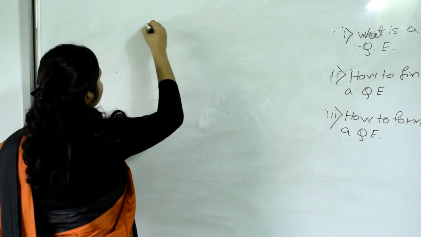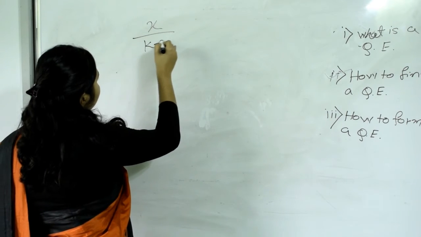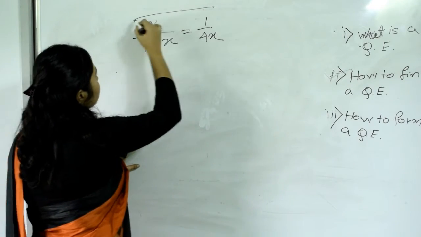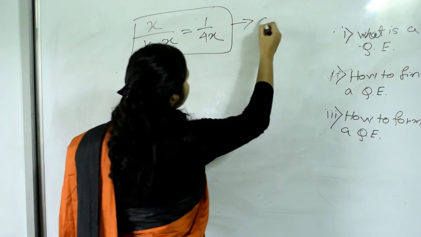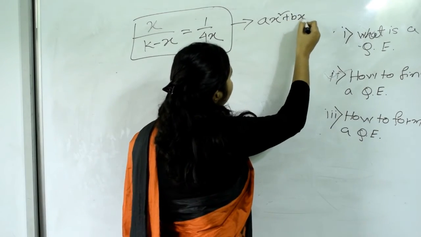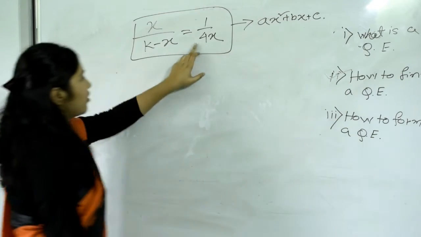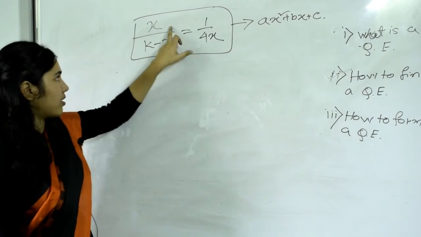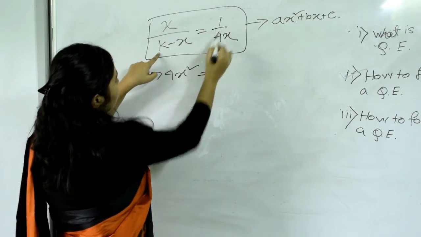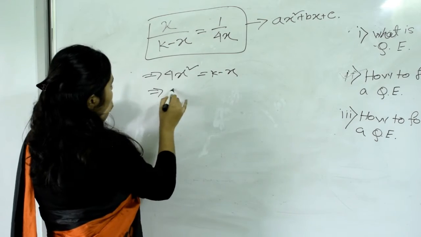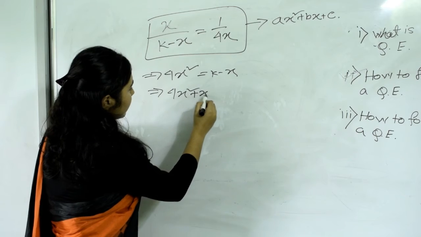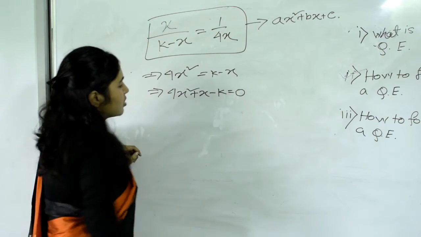Now take one problem: x by k minus x is equal to 1 by 4x. Now transform this equation into the standard form, which is ax square plus bx plus c. First cross multiply both sides: 4x square is equal to k minus x. Now take this k minus x to this side, which is plus x minus k is equal to 0.